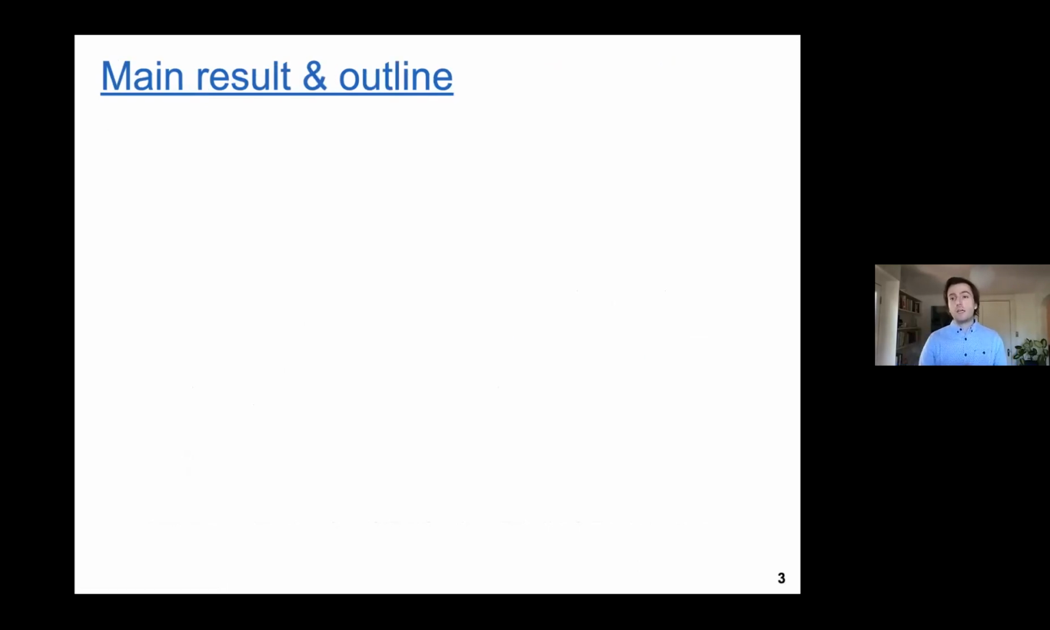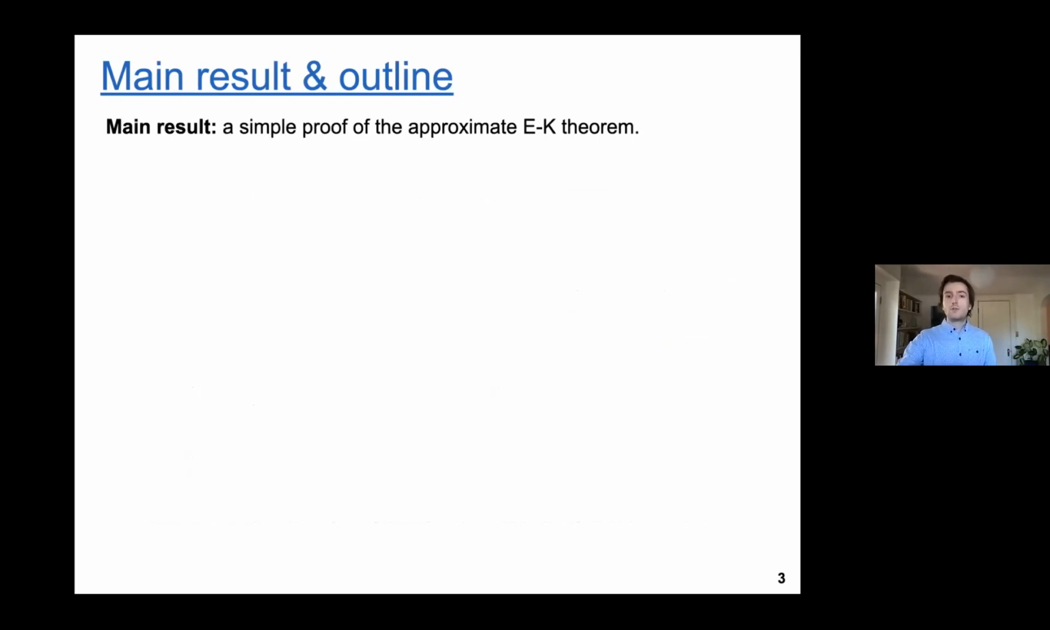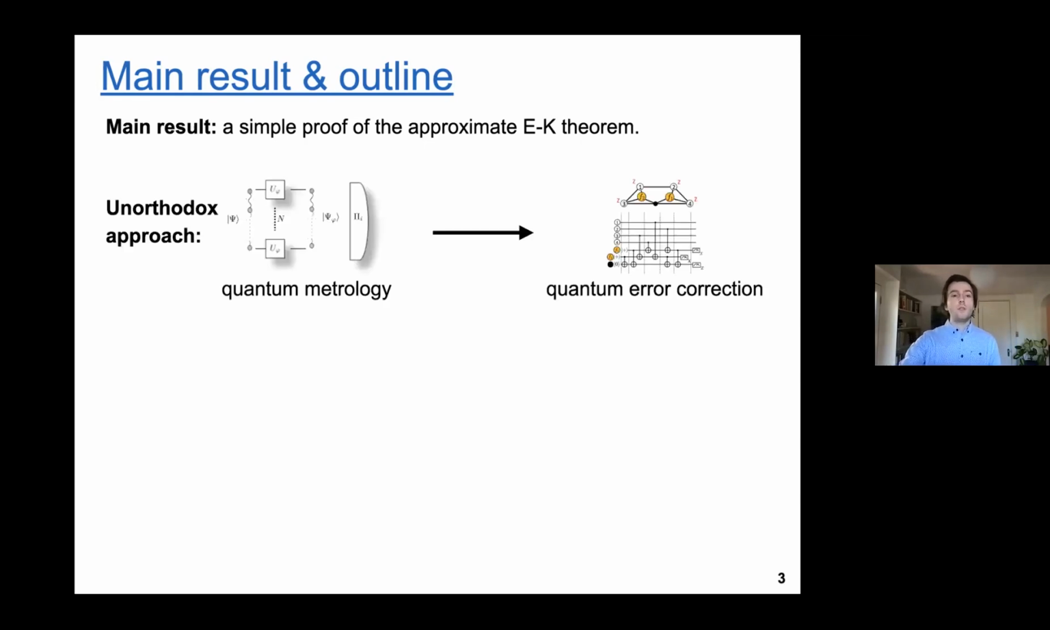So here's the main result and the outline of my talk. In this talk, we will establish a version of the Eastin-Knill theorem, the approximate Eastin-Knill theorem, which is applicable in the case of approximate quantum error correction. And our version of the Eastin-Knill theorem is applicable to many relevant noise models, including the erasure and depolarizing noise models. Our proof is very simple, and the approach taken in this work is a bit unorthodox. Namely, we use quantum metrology to tell us something about quantum error correction. Normally, people use quantum error correcting codes and ideas from quantum error correction to improve metrological protocols. But we will go in the other direction.